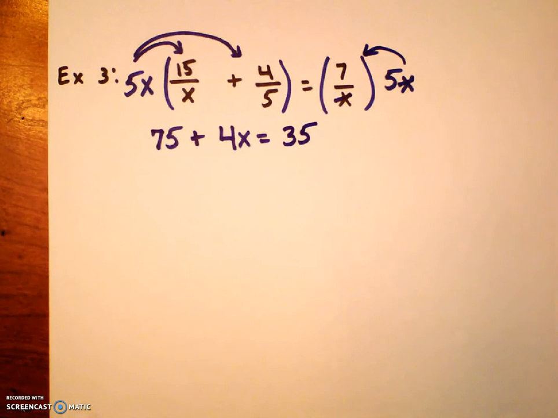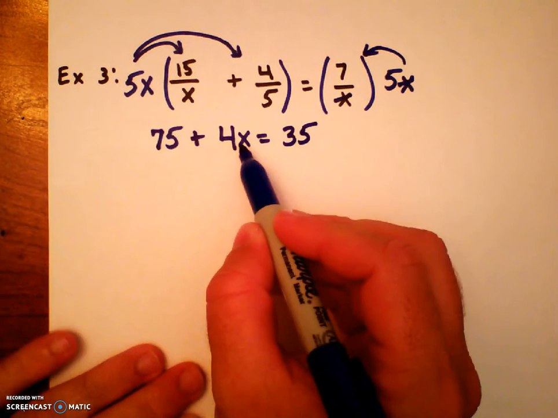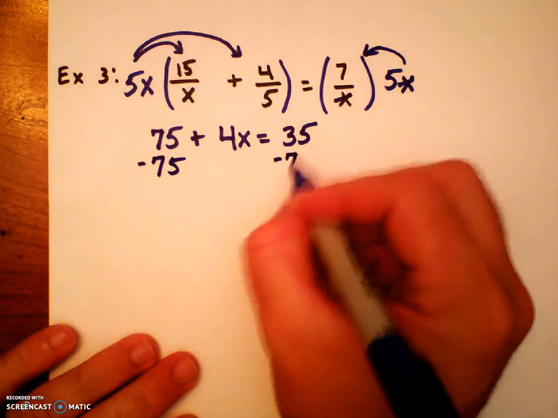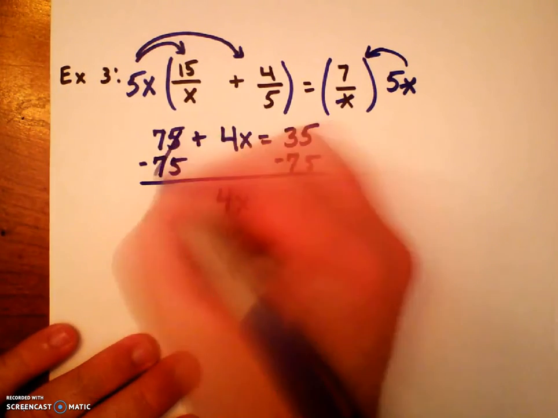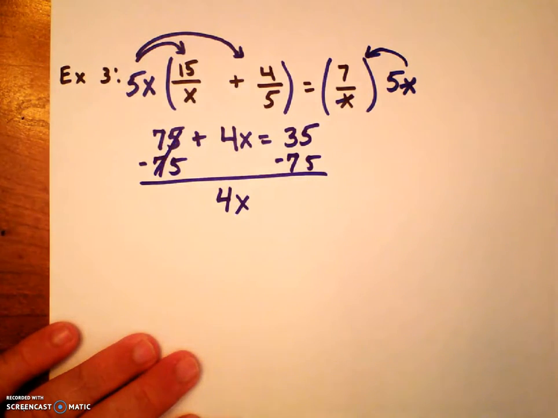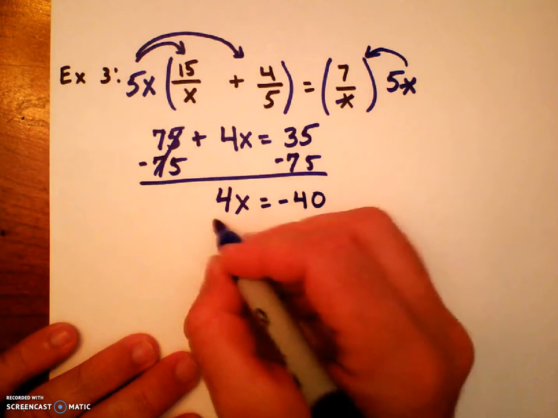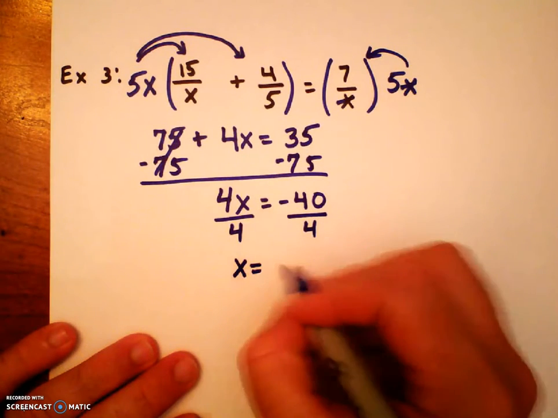And then from here, just like before, solve your two-step linear. This is a linear equation. So subtract the 75 over. The 75's cancel. 35 minus 75 is going to get you negative 40. Divide the 4 over. And you've got your answer, which is going to be negative 10.